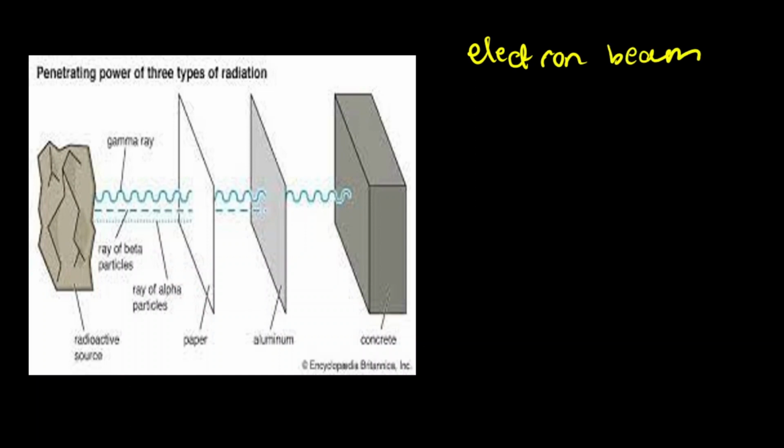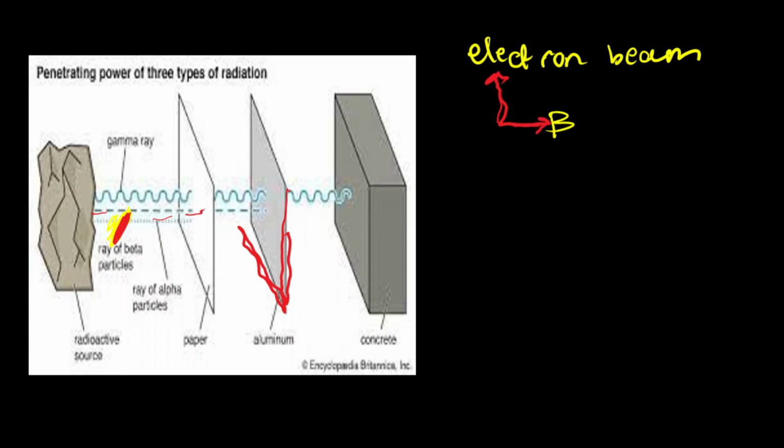Now, this electron beam is very similar to the beta radiation. Here in this picture, we can see the beta radiation and its penetrative power. The beta radiation is able to pass through a sheet of paper, however, it is unable to penetrate through a sheet of aluminium. As I stated earlier, the electron beam is similar to the beta radiation.